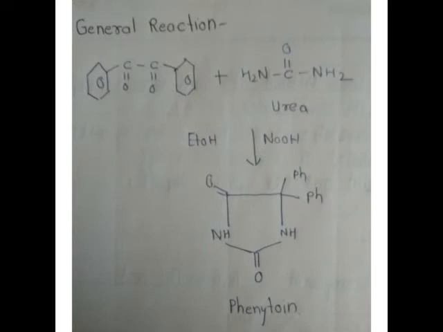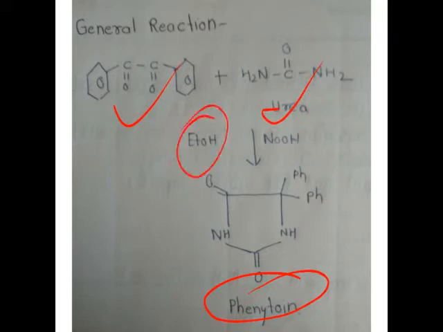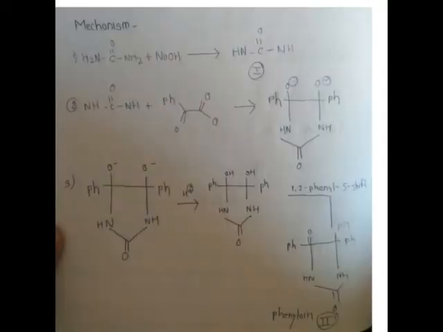Now we will move to the next part of the synthesis, that is the synthesis of the drug phenytoin. Generally it is synthesized from benzil and urea. So benzil plus urea in ethanol and sodium hydroxide undergo a cyclization reaction and form phenytoin. That is the general reaction for the synthesis of phenytoin.